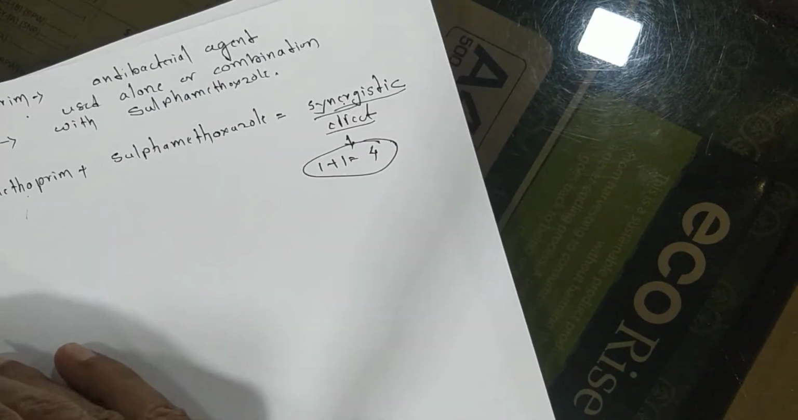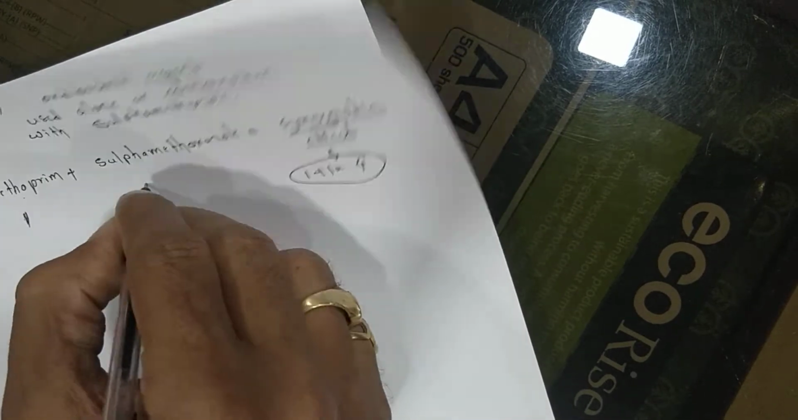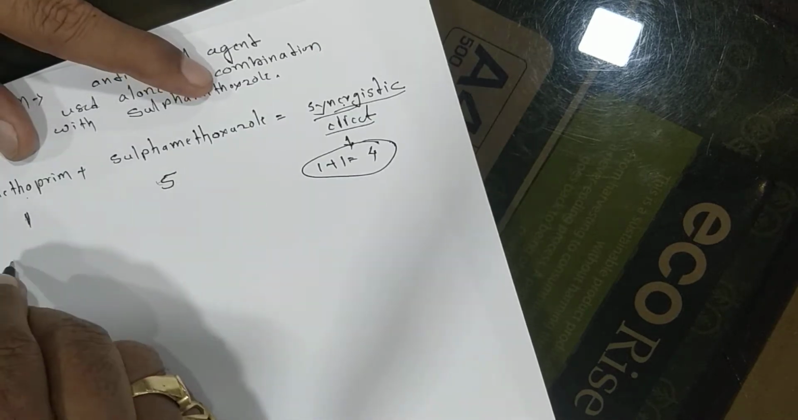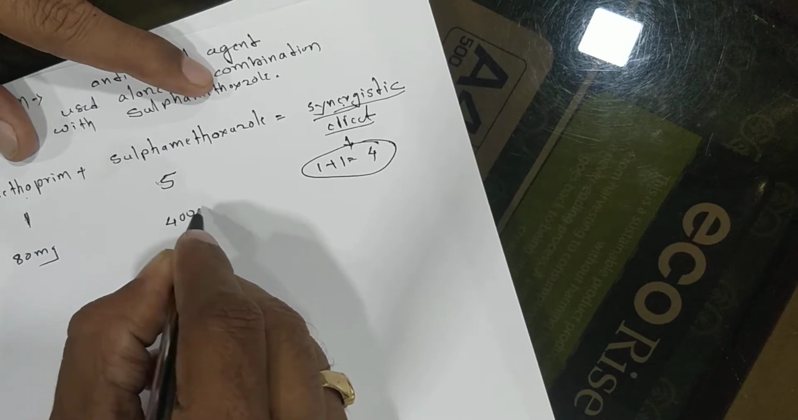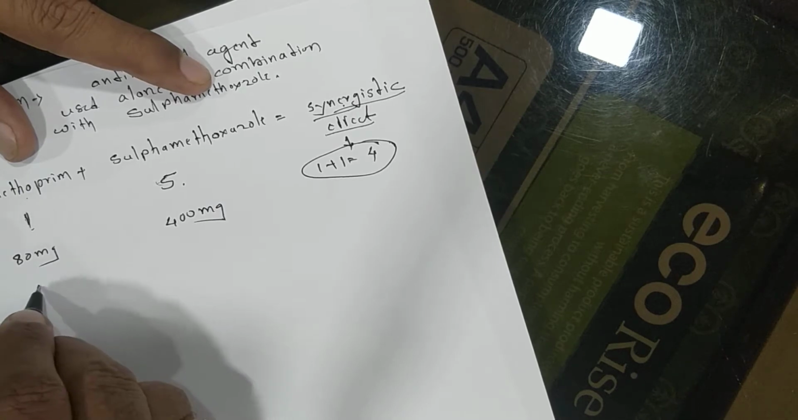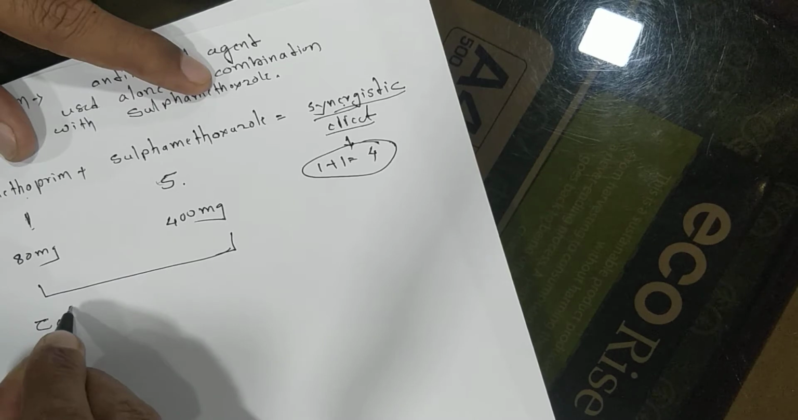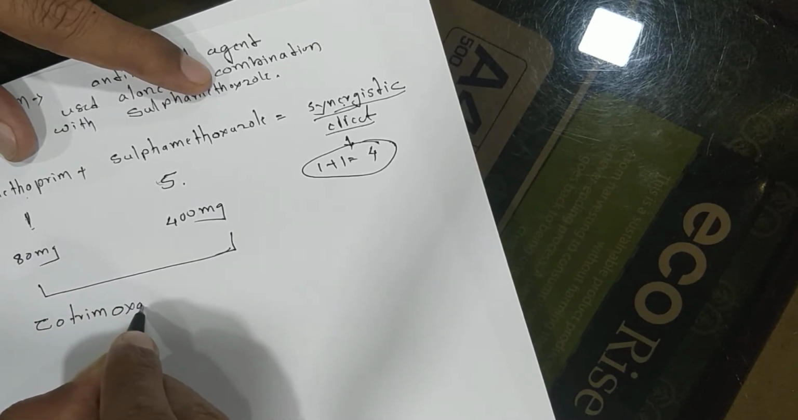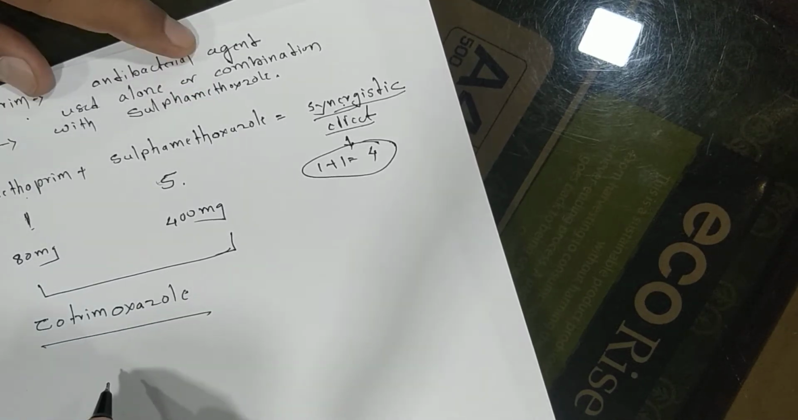Generally it is used in a ratio in such combination. Trimethoprim is used as 1 and sulfamethoxazole as 5. For example, it is used as 80 mg trimethoprim and 400 mg sulfamethoxazole. 1:5 is the ratio, and such a combination is called cotrimoxazole.